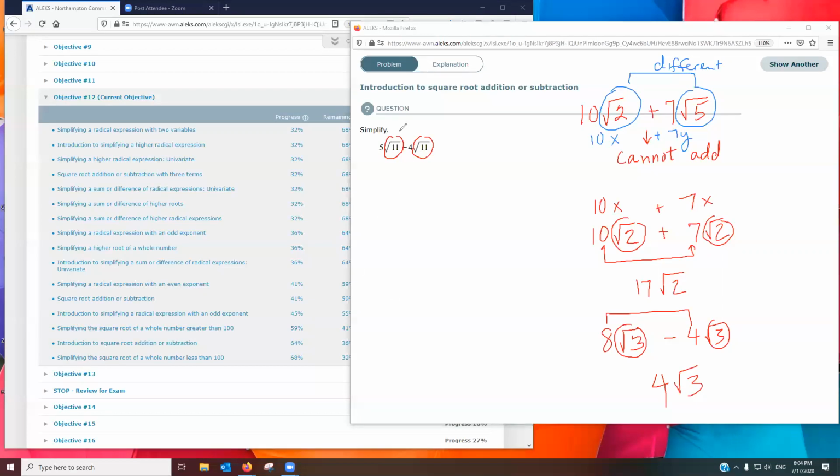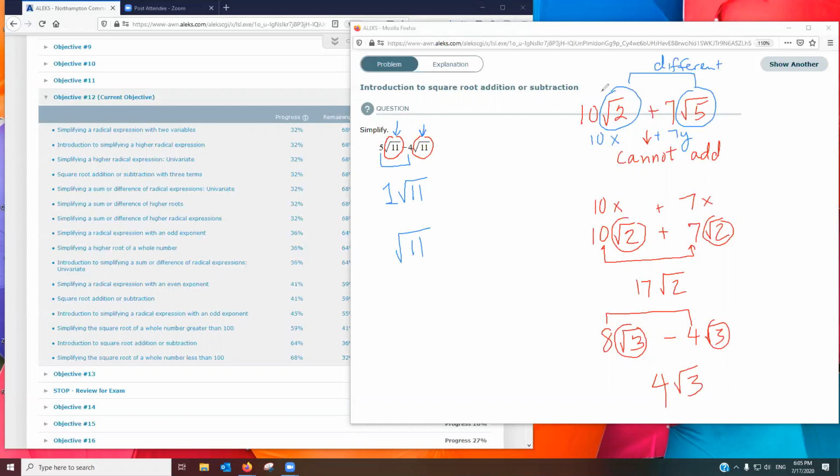All right, well, let's go to this example. I'm noticing there's the square root of 11. So that's the same square root part. So I'm going to keep the square root part as is and subtract the numbers in front. 5 subtract 4 is 1. Usually we don't write the number 1 in front, so usually we'll just write this as the square root of 11.